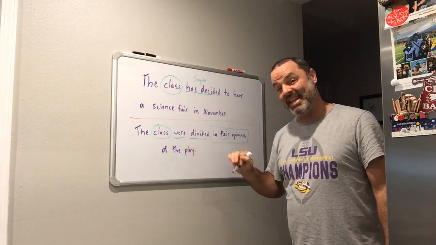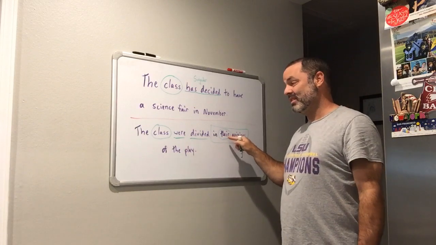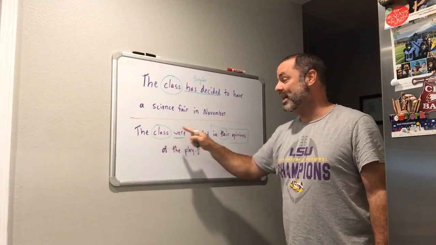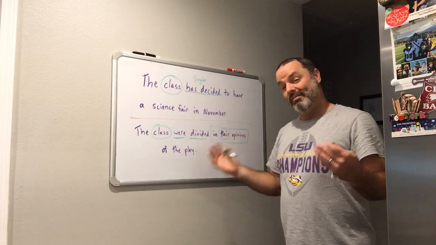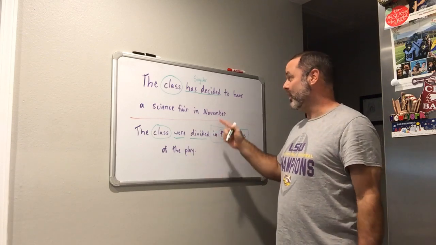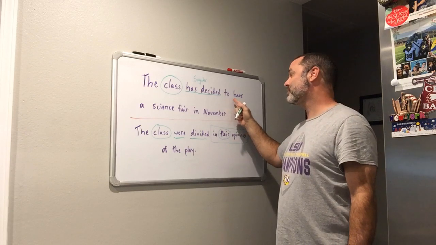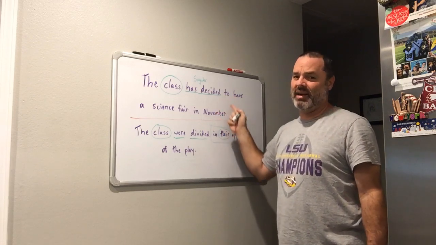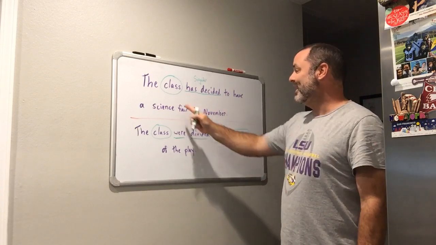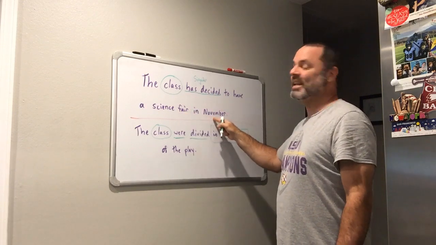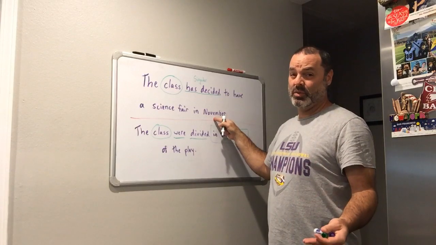If this was going to be singular, it would say its opinion. It would be the class was divided in its opinion. That's a little context clue that can help you figure it out. Now, if we look up here, we really don't have that context clue to help us out. But the overall message, nothing in this is indicating that I'm talking about the individual members.